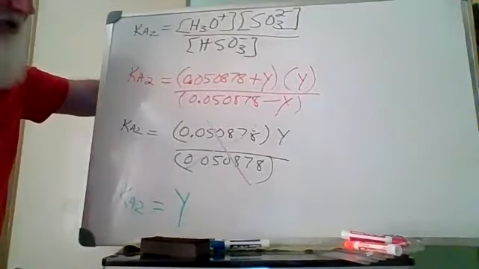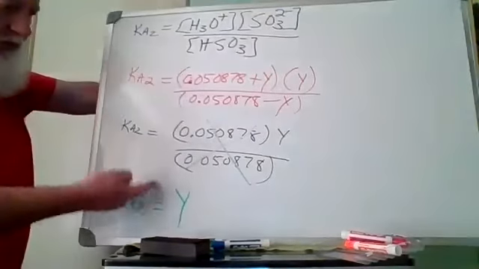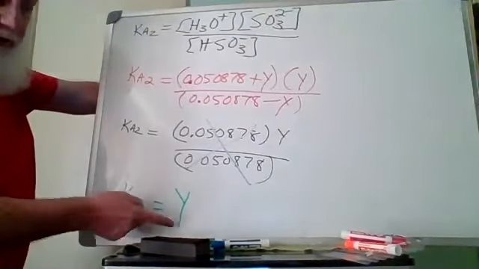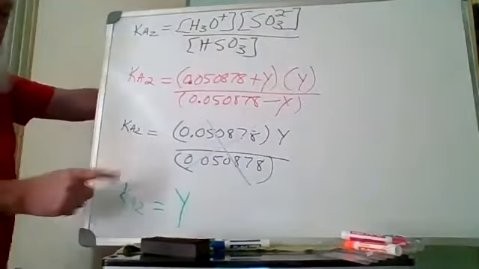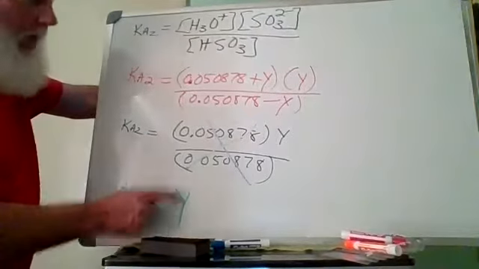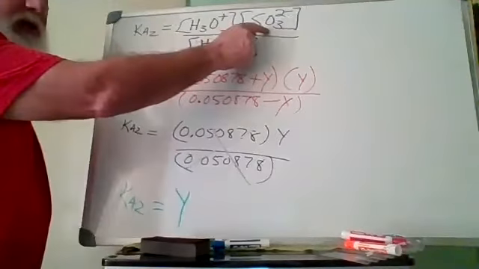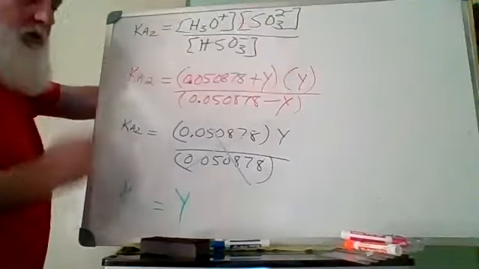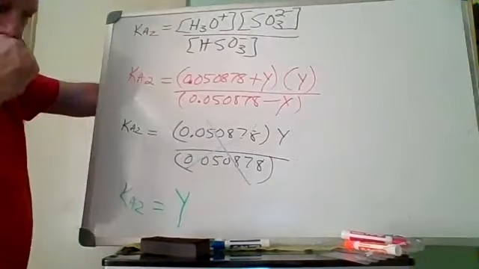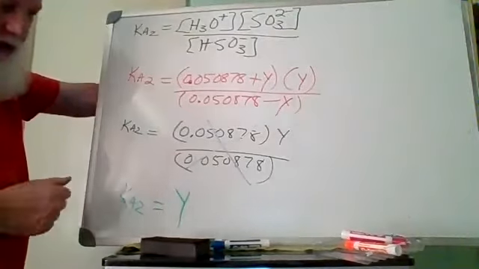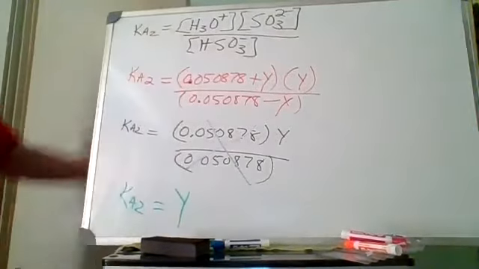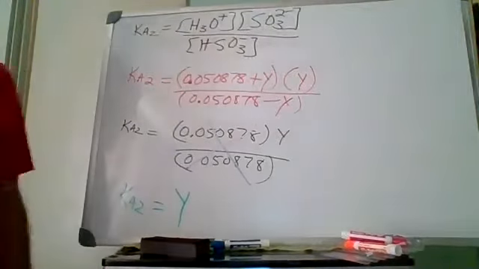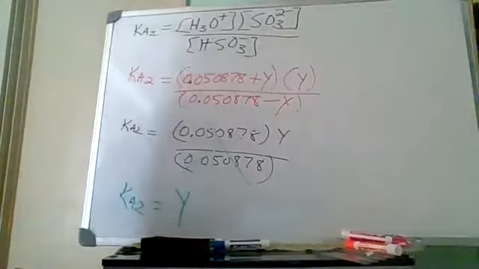It can be a little tedious. You got to be very, very careful. And it was good for you to see how this worked out. Again, everybody understands that y, if you look at this second ice table we did, y was the concentration of SO3 2 minus. All right. So the second conjugate base. Any questions? All right, we'll move on then.